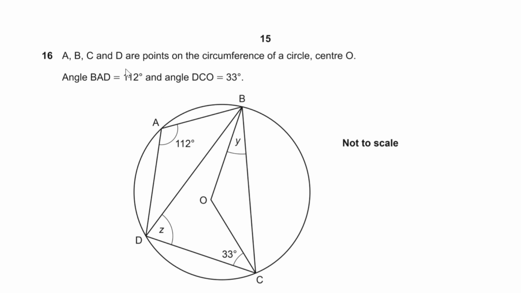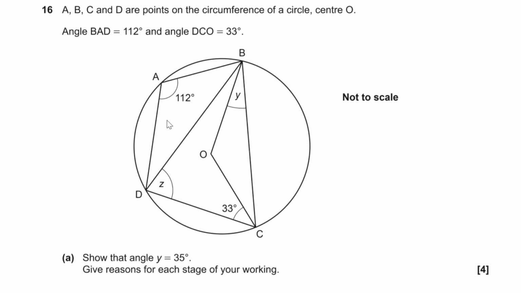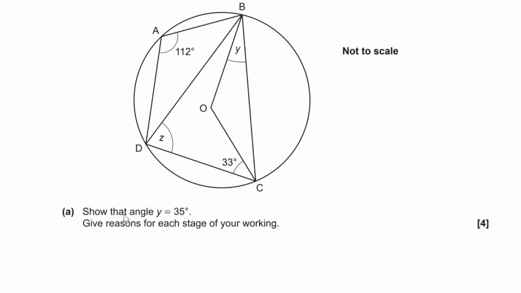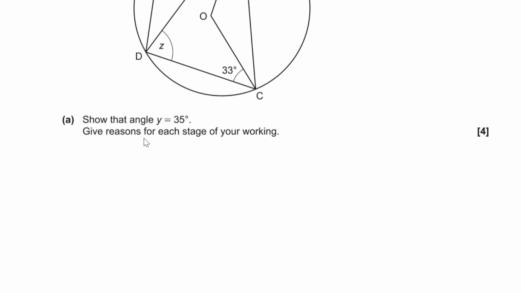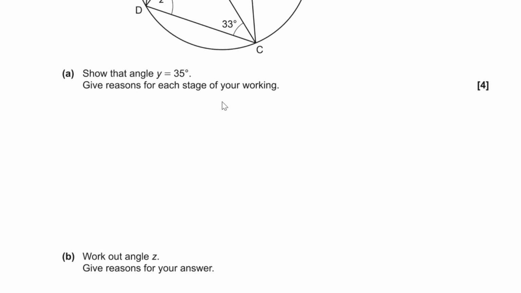Question number 16. A, B, C and D are points on the circumference of a circle centre O, and the angle BAD is equal to 112 and the angle CDO is equal to 33. And for part A we have to show that the angle Y is equal to 35. Give reasons for each stage of your working.